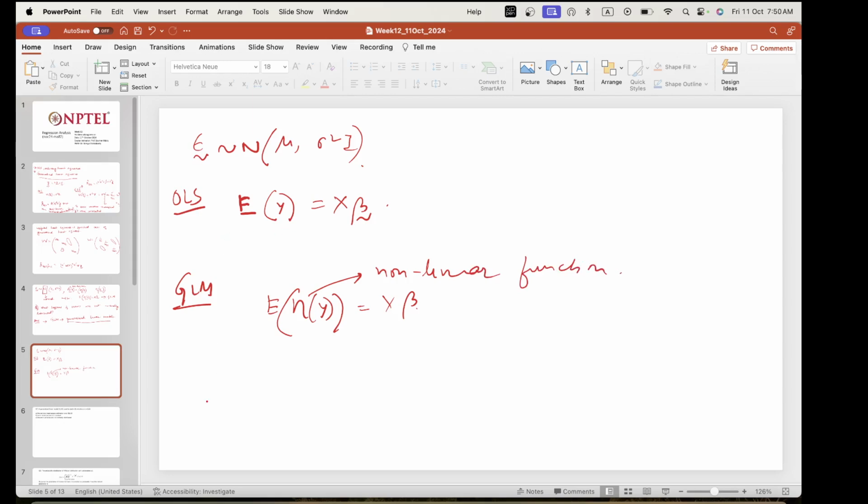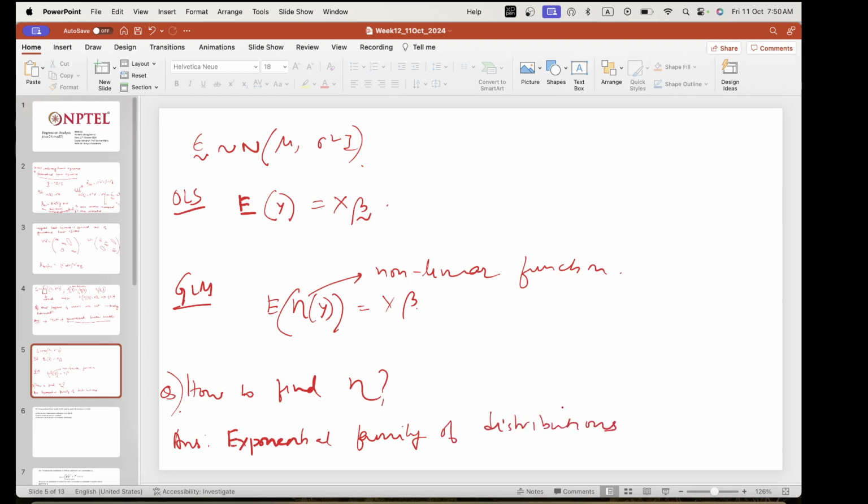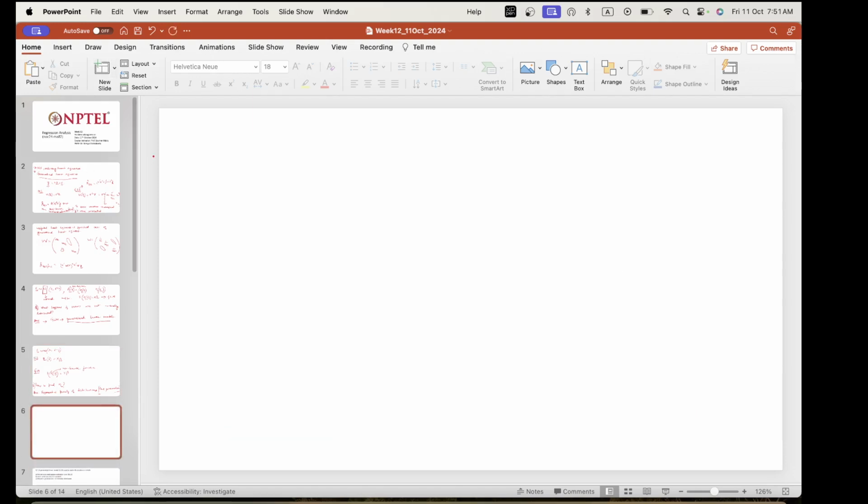Okay, now how to find eta? This is the next question. So to do this, we'll take help of a family of distributions which is known as the exponential family of distributions. Okay, so for the sake of simplicity, here we are considering the one parameter exponential family of distributions. Alright, now how do we characterize an exponential family of distributions?